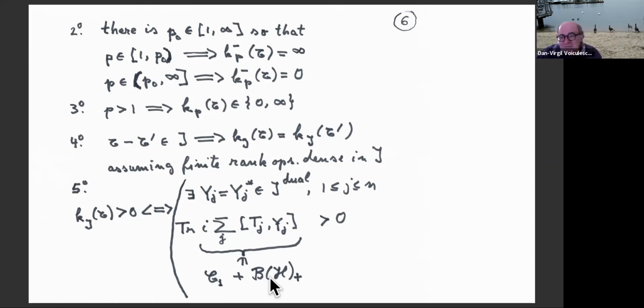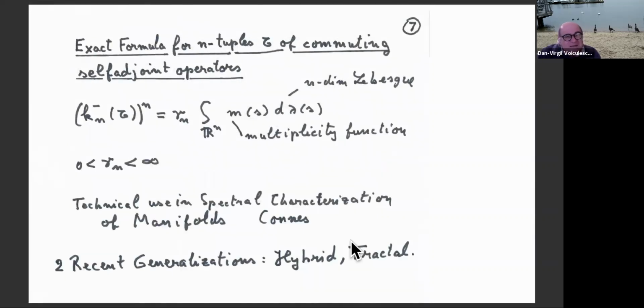So you see, getting lower bounds on Ki of tau can be difficult. It requires finding such Yj's such that the sum of commutators has positive trace. And in many situations, this is achieved by considering certain singular integrals. For instance, in the case of one Hermitian operator, it is the Hilbert transform which plays this role of Y, but in other cases, there can be more complicated singular integrals.